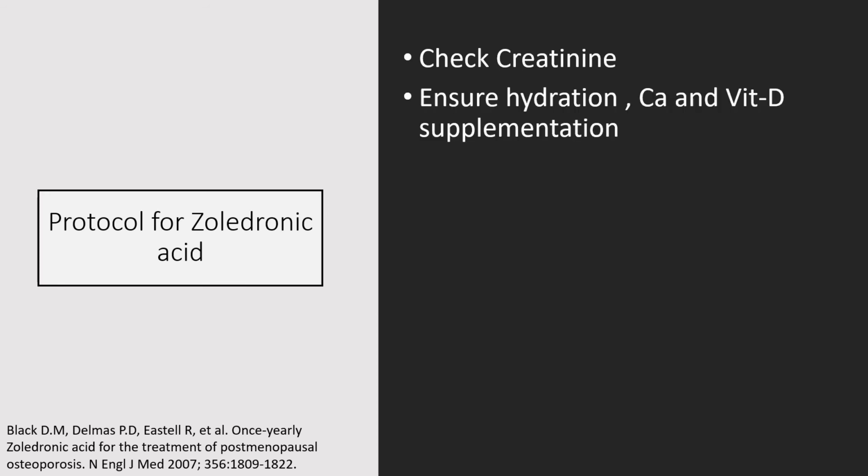There is a specific protocol for administering zoledronic acid. I will quickly go through that. First of all, you have to check the creatinine level, the serum urea creatinine, because if the patient has renal dysfunction, the amount of the zoledronic acid has to be adjusted. Then you have to ensure hydration.